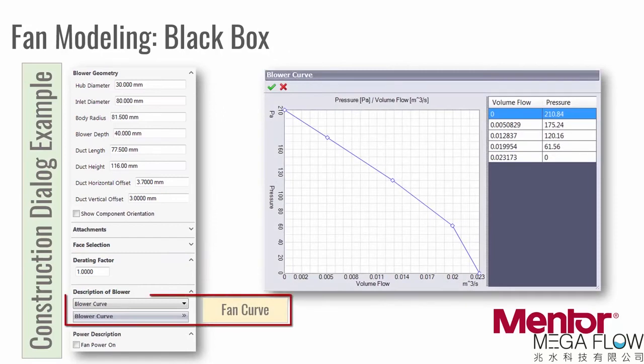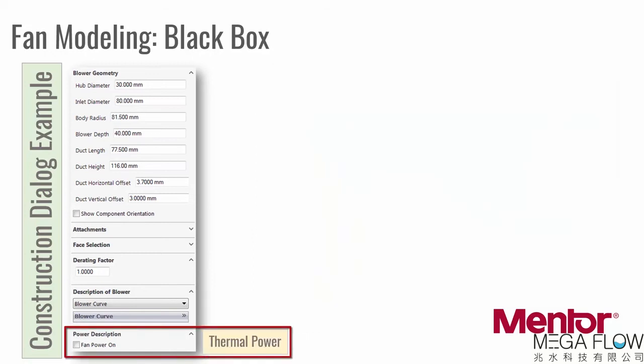The next input area is fan curve. Typically, fan models allow the user to use a fixed volume flow rate, or a linear fan curve. The only inputs are the maximum volume flow and the static pressure, or in this case, a nonlinear fan curve, and is typically used in fan models of this sort. The last setting is thermal power. The software will let the user define a thermal power dissipation associated with the fan.